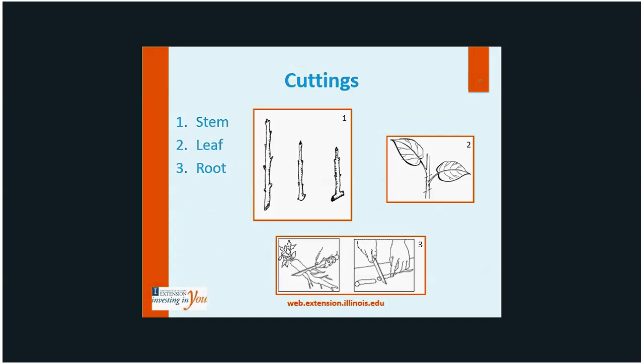On the right, diagram 2 is our leaf cutting. Now your leaf cutting can either be with or without petiole. And the petiole, if you remember from botany, is that little stem that's attaching the leaf to the plant stem itself. And then on the bottom, diagram 3, we see our root cuttings. Now root cuttings can be anything from a giant segment of stem to the smallest fragment of stem.